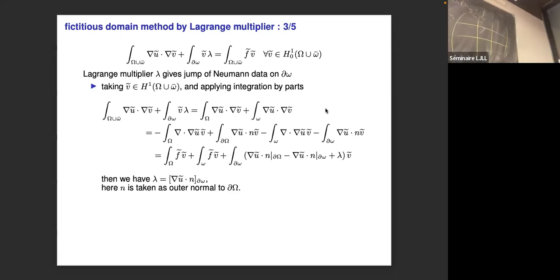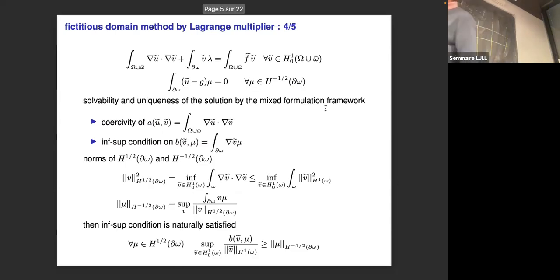So try here. Lambda is equal to the jump of the Neumann data of the solution. The gradient of u tilde corresponds to the Neumann data, and dot n shows the normal component, and the bracket shows the difference on either side. So this method, I am only talking about the continuous case.